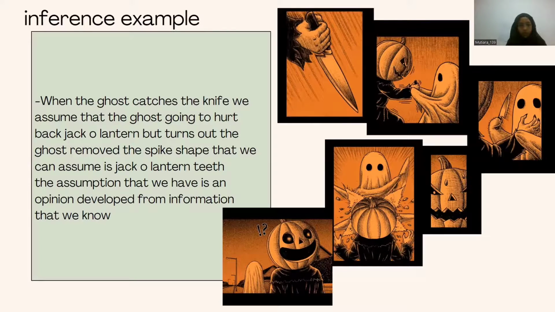In this example that I give, Jack O'Lantern was attacking a ghost. When the ghost caught the knife, we assumed that the ghost was going to hurt Jack O'Lantern, but it turned out the ghost removed the spike shape that we can assume is a Jack O'Lantern thing. The assumption that we have is an opinion developed from the information that we have. It can be inference. Next slide, please.